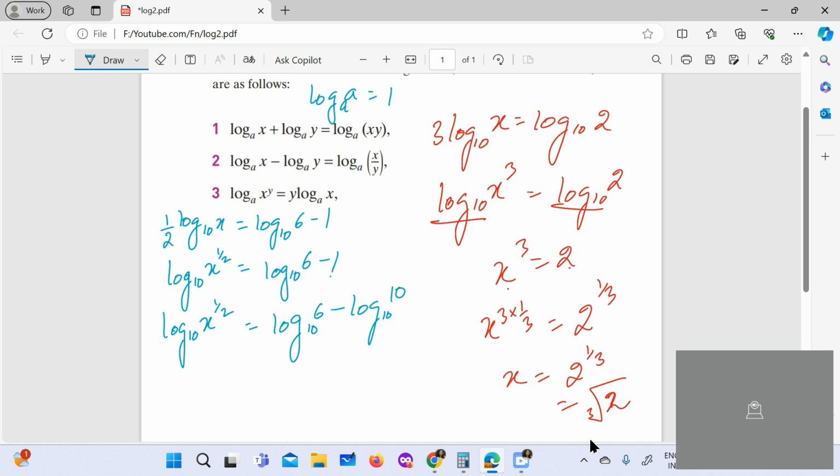Now, you see, if you follow this rule, you can write it as log base 10 of x to the power of 1 over 2 equals log base 10 of 6 over 10, correct? So now log base 10 cancels. So you have x to the power of 1 over 2 is equal to 6 over 10, right?